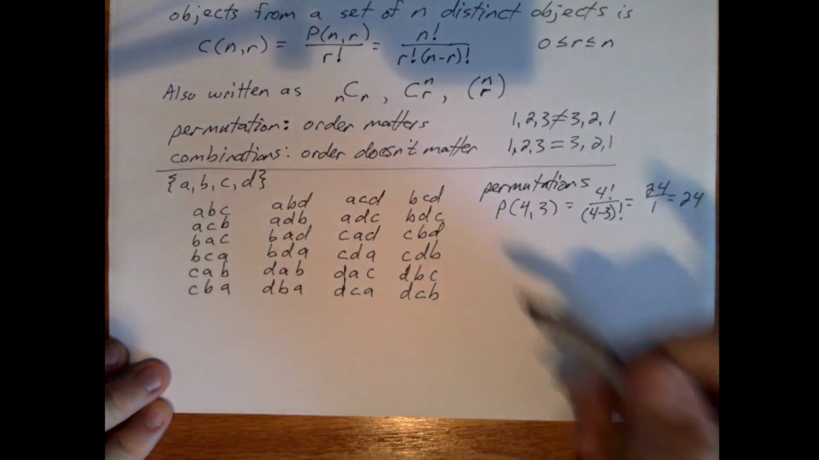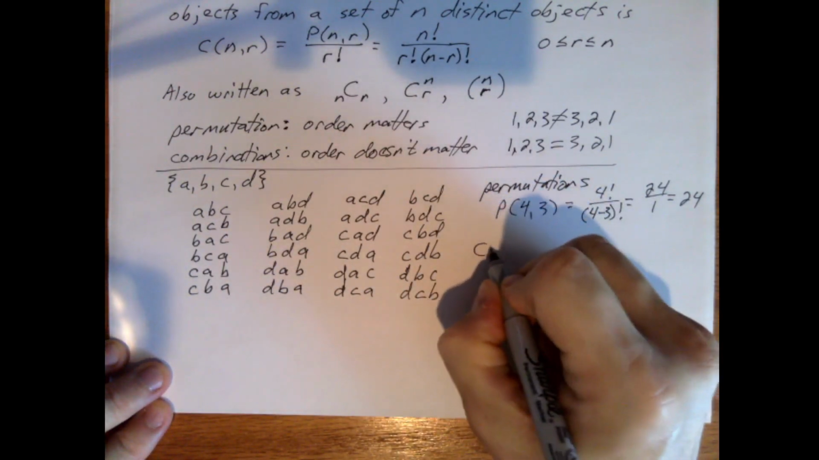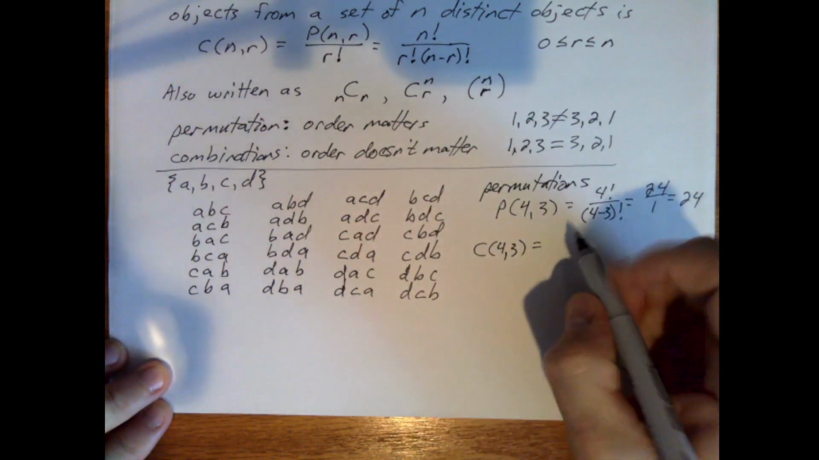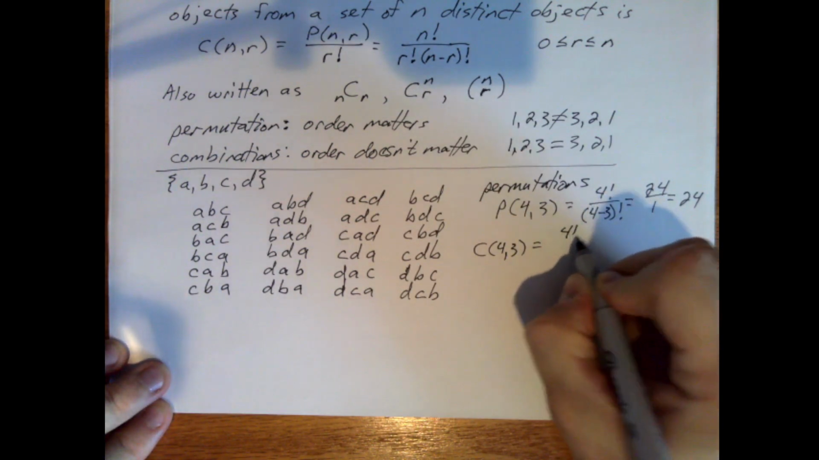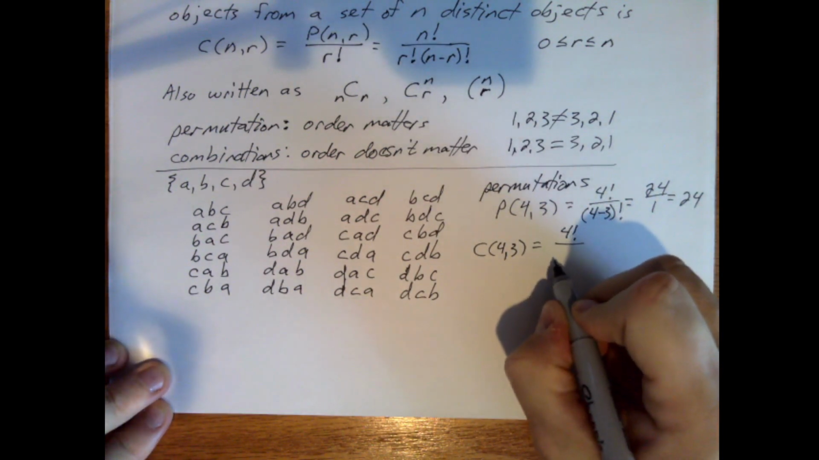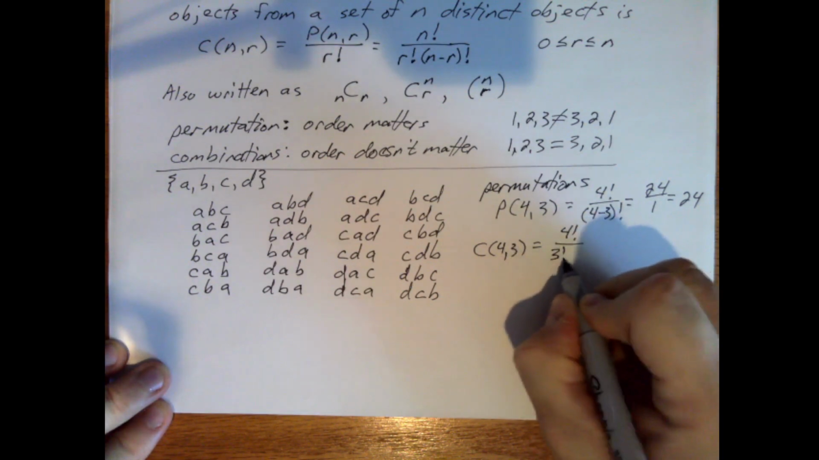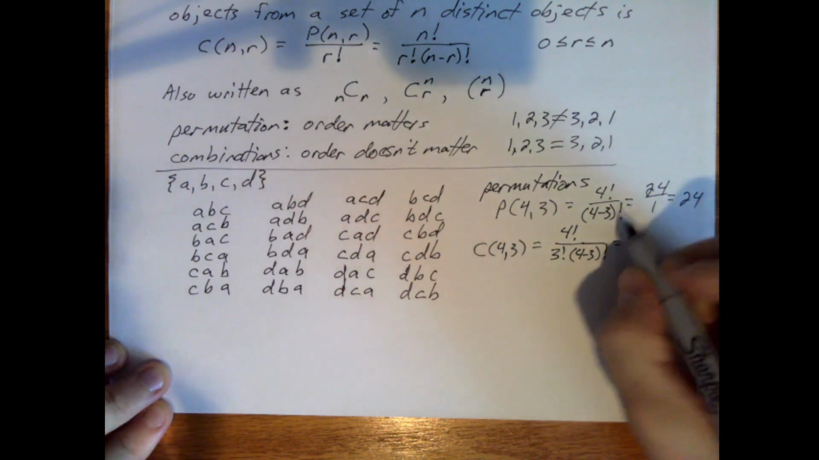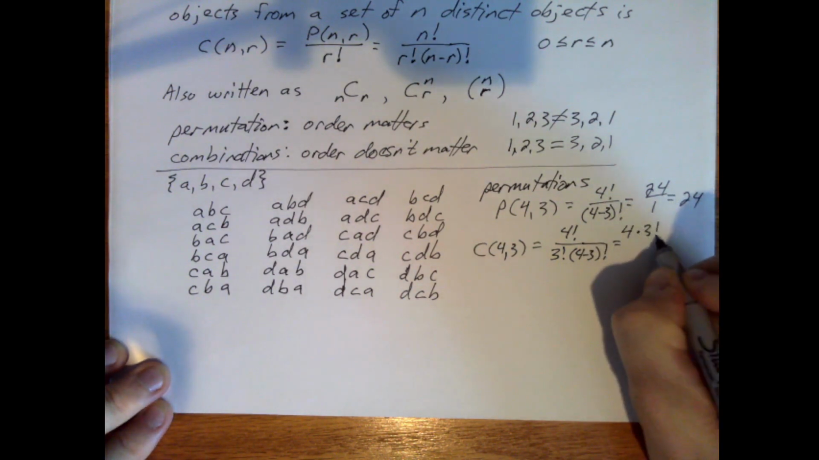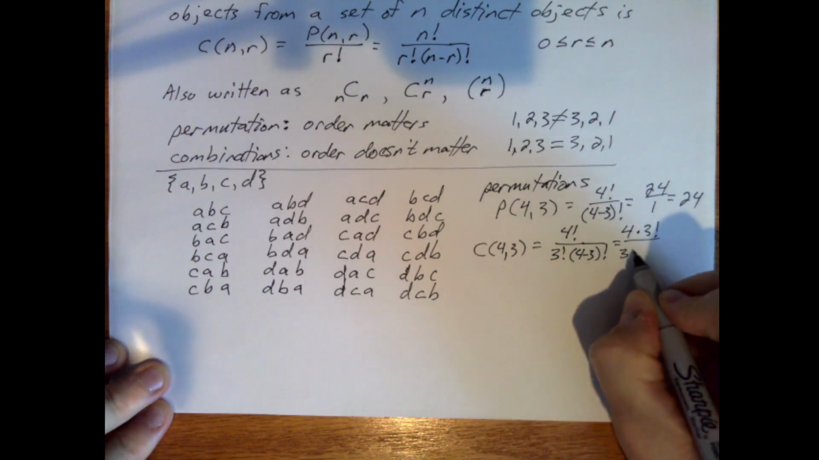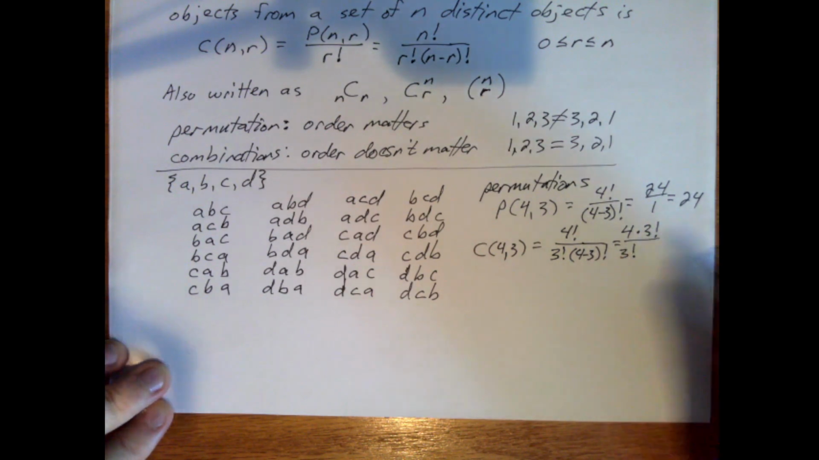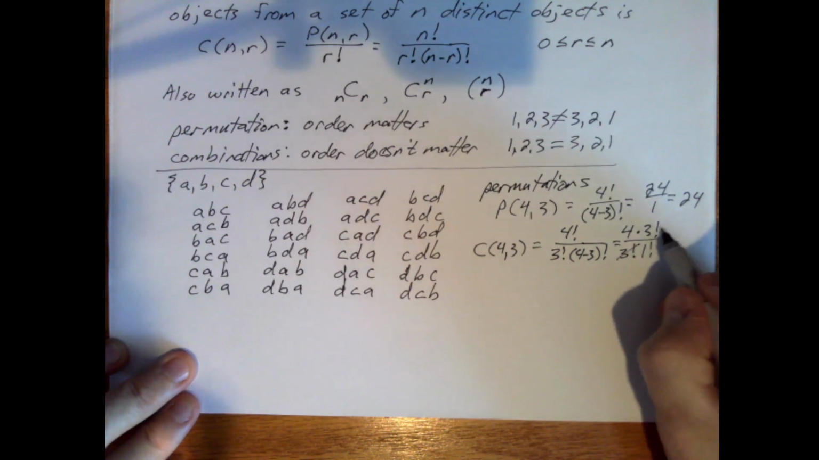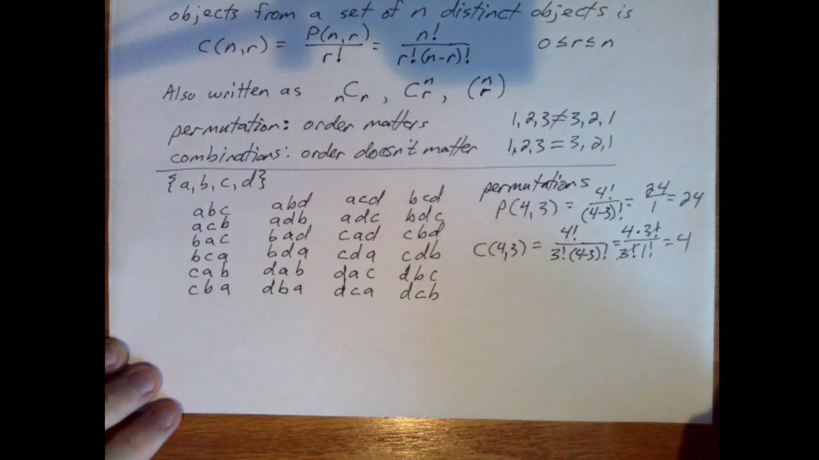Does the formula support that? Well, we have C of 4, 3 is equal to, and we're going to use this over here, 4 factorial divided by 3 factorial times 4 minus 3 factorial. And this is 4 times 3 factorial over 3 factorial times 1 factorial. So these cancel out, leaving 4 over 1, which is 4.